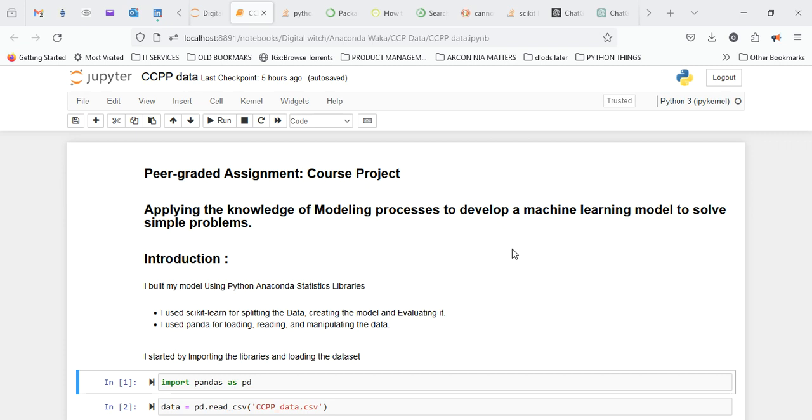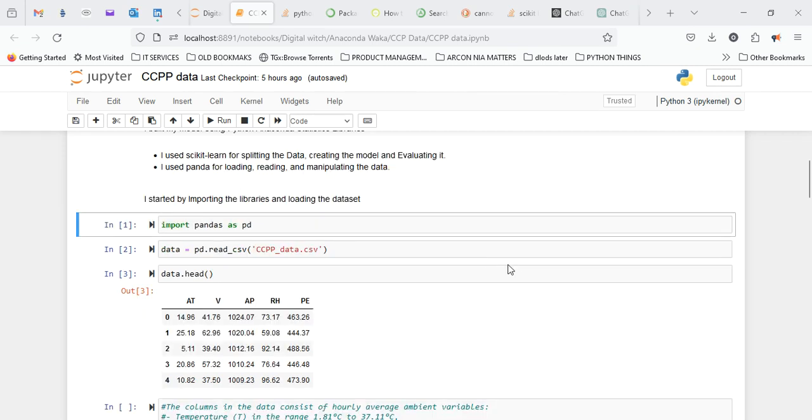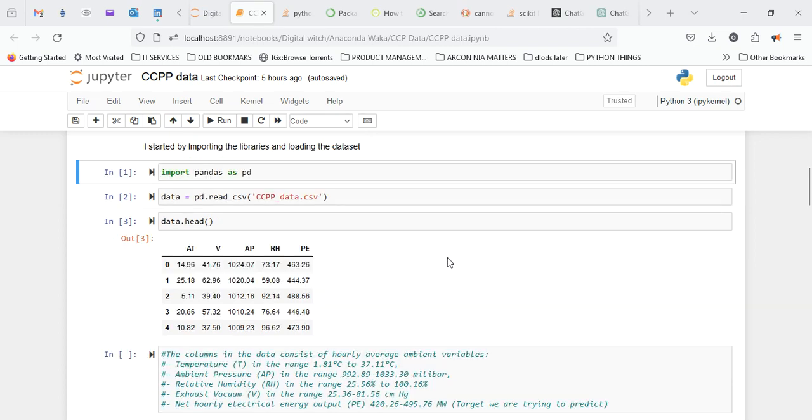I used scikit-learn for splitting the data, also creating the model and evaluating it. I use Pandas for loading, reading, and manipulating the data. I started by importing the libraries and loading the dataset. Here we can see the loaded data.